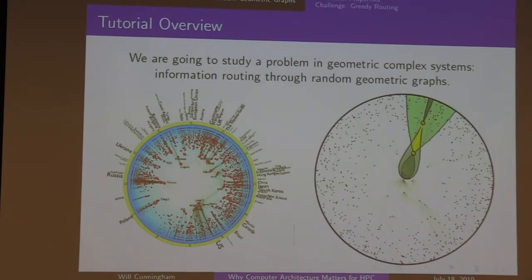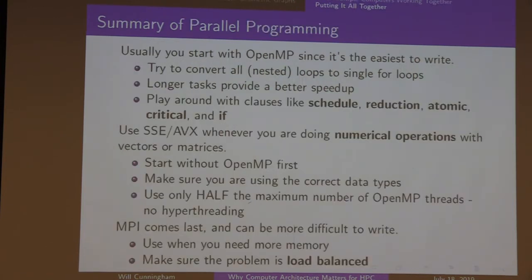So, any questions so far? Here you said that you need to use half the maximum number of OpenMP threads, so would the number of threads be equal to just the number of cores?